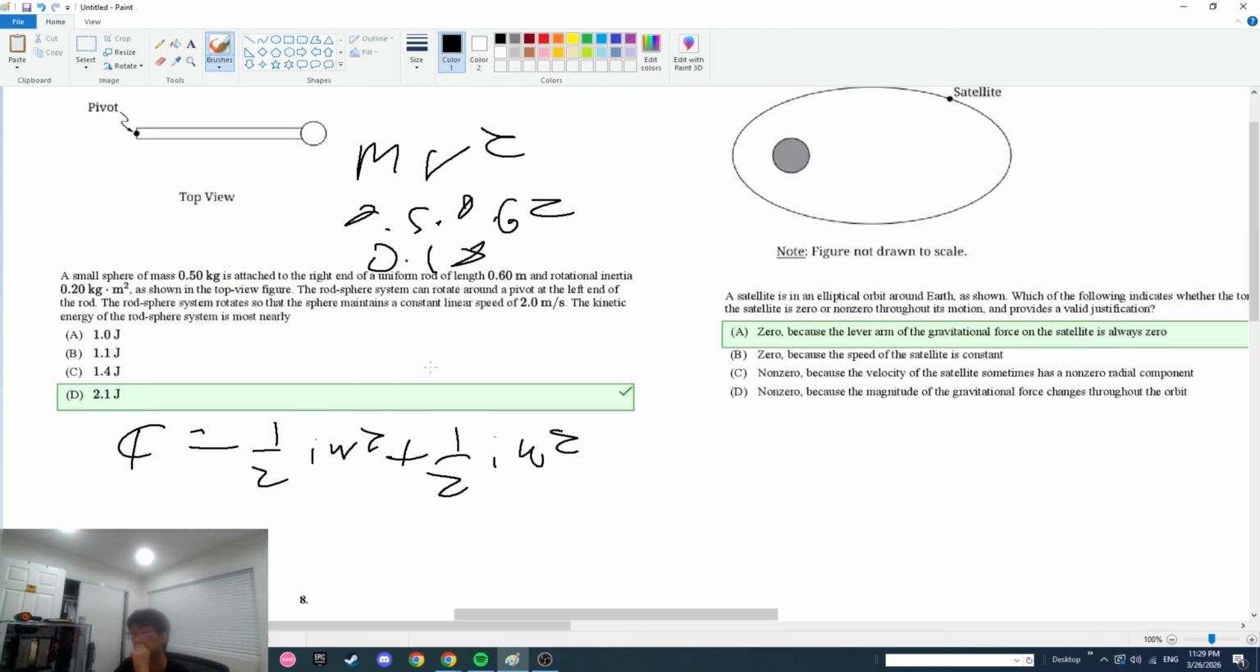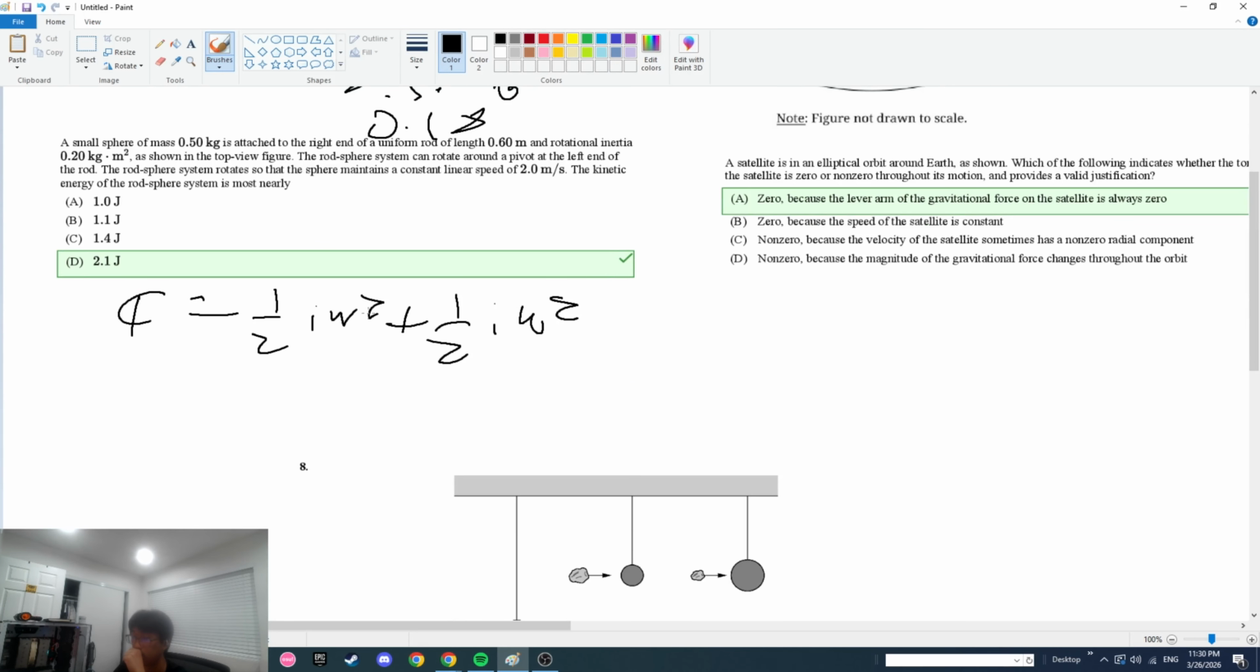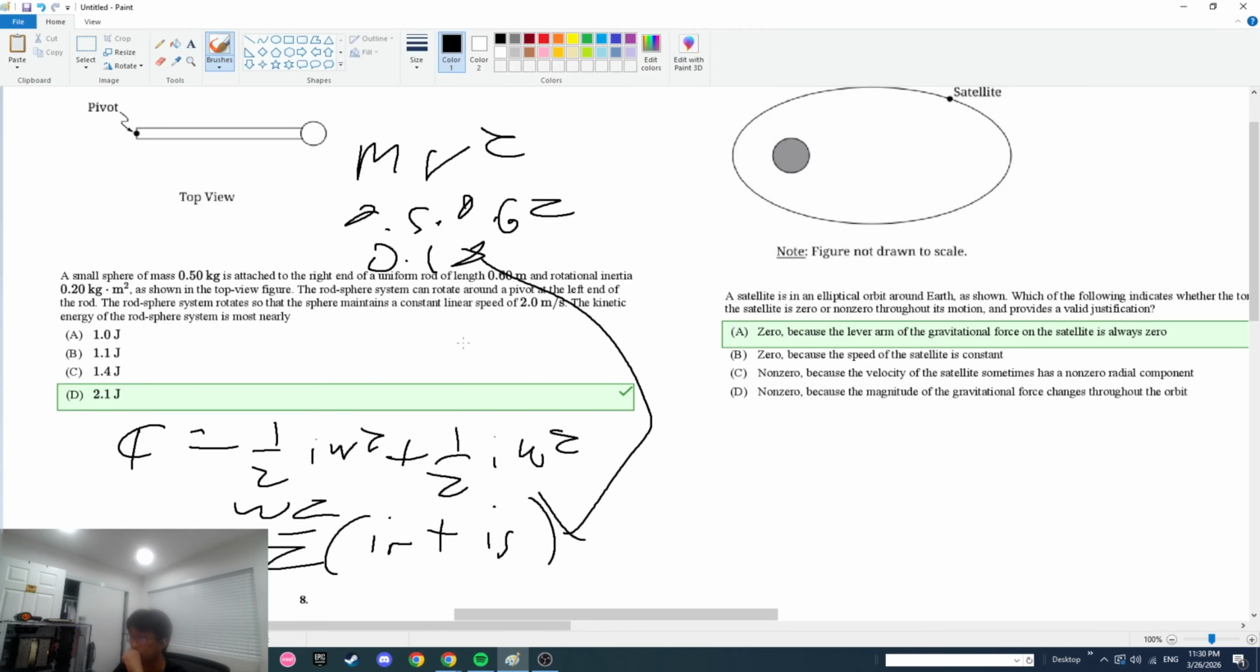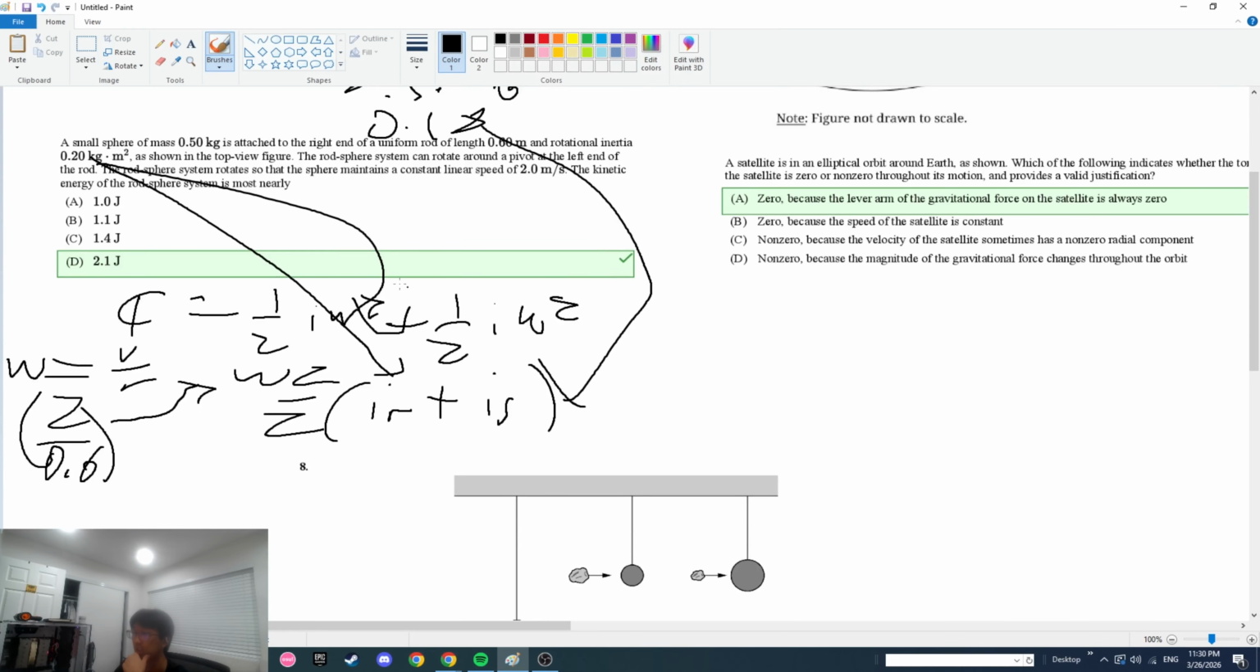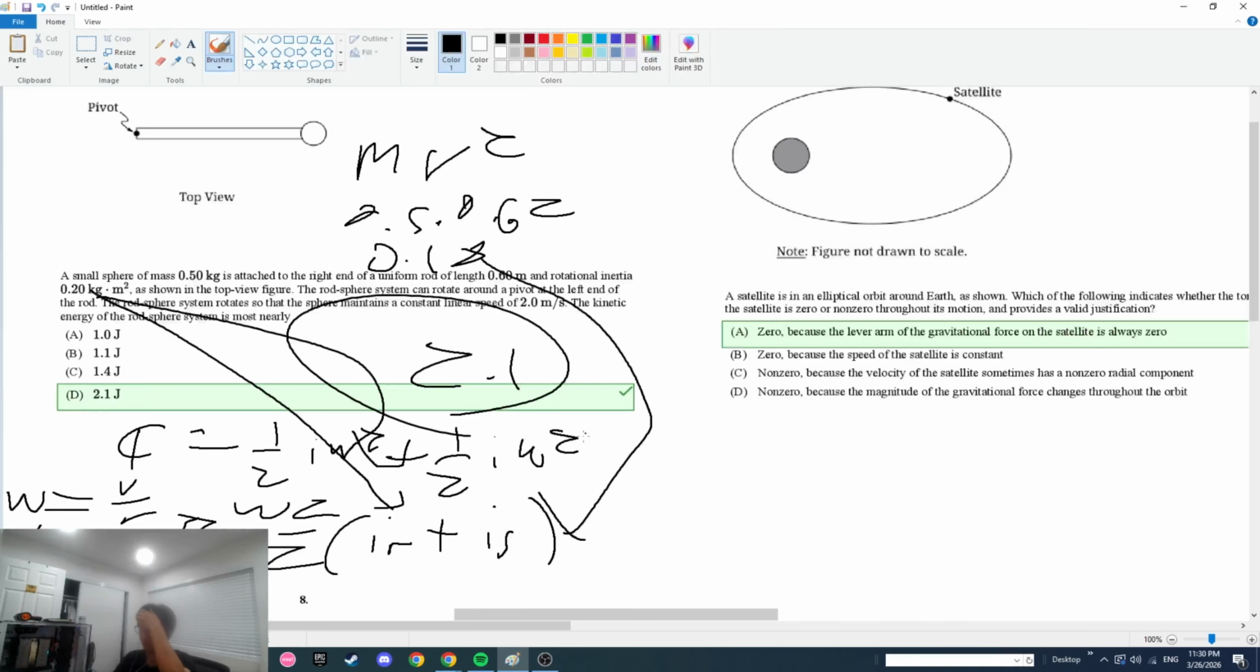And we can factor out the omega squared divided by 2, so we get I of the rod plus I of the sphere, and you plug in this value. If we find the omega, which is omega equals v over r, v is 2 divided by r, 0.6. Plug that in there, and plug this one in here, and we should end up getting 2.1 as our answer.